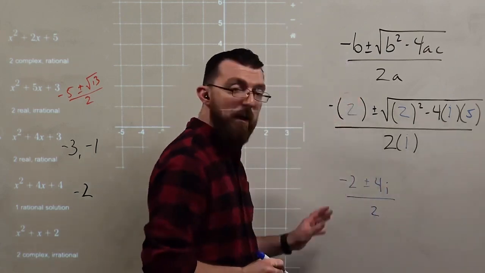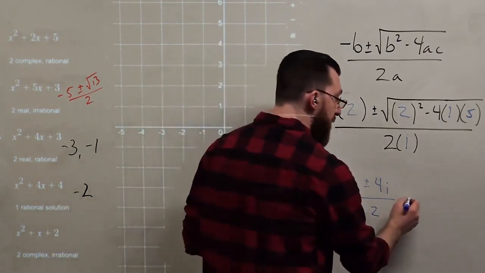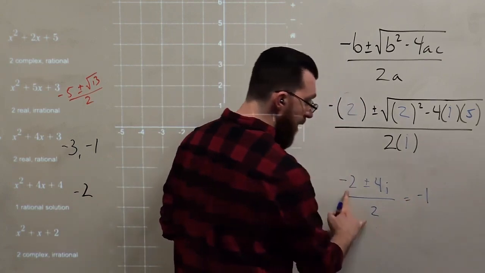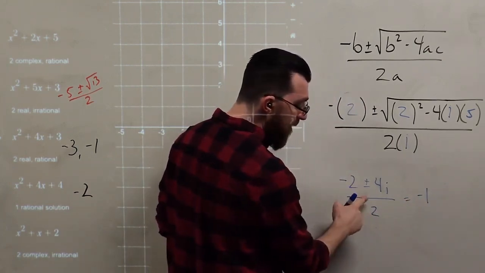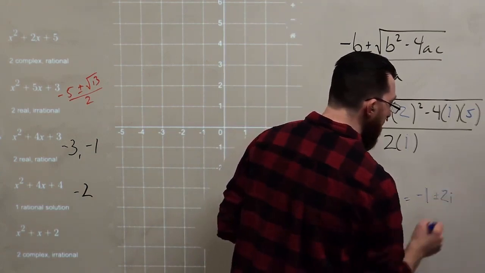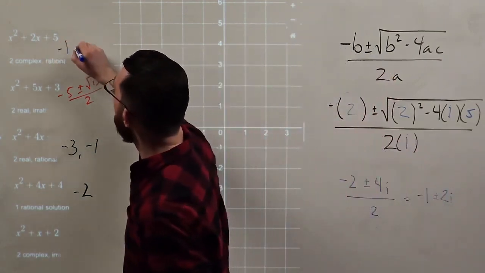Right. Everything on the top is even. There's a 2 on the bottom. This can be reduced. 2 over 2 becomes 1, so negative 1 plus or minus 4 over 2 becomes 2i. Negative 1 plus or minus 2i, that's what I get right here.